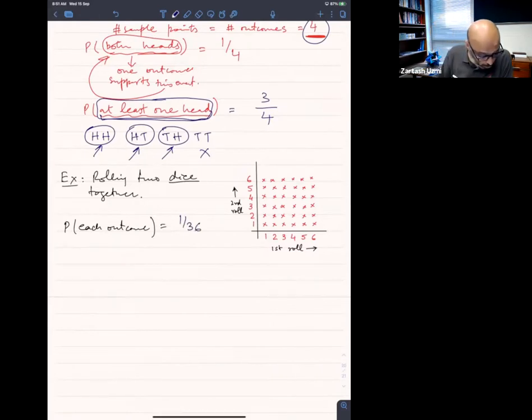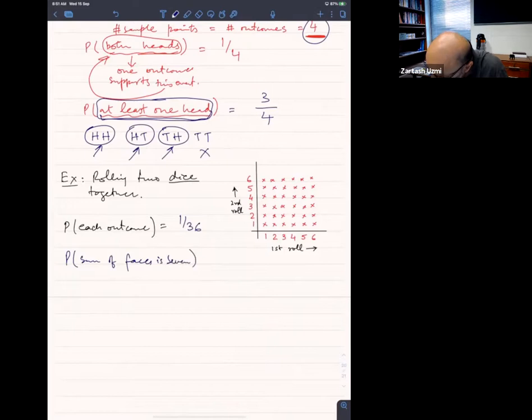Okay. What is the probability that the sum of faces is 7? Before you answer that, think about this. If the sum of faces is 7, this is an event. How many outcomes from the sample space support this event? How many number of points are in this event?